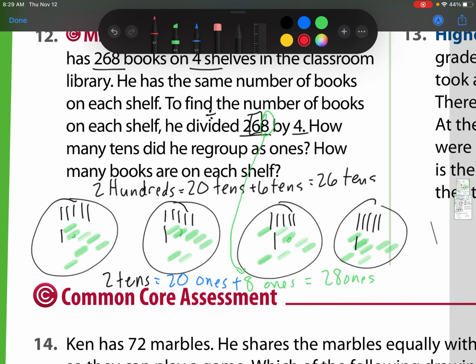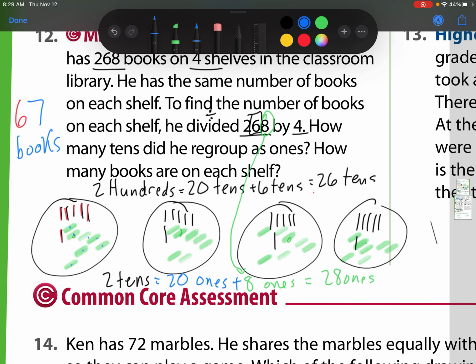So what do we get for our answer? Well, we have how many 10s? 1, 2, 3, 4, 5, 6. We have 6 10s. And then we have how many ones? Well, we have 1, 2, 3, 4, 5, 6, 7. 67 books.